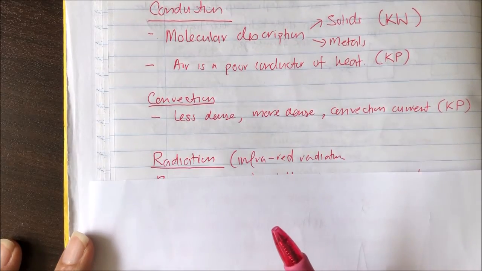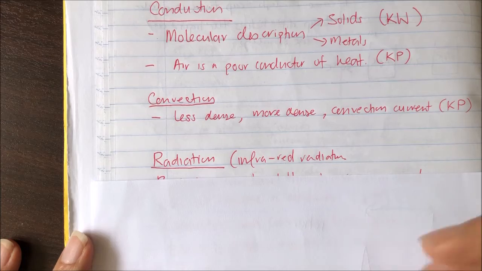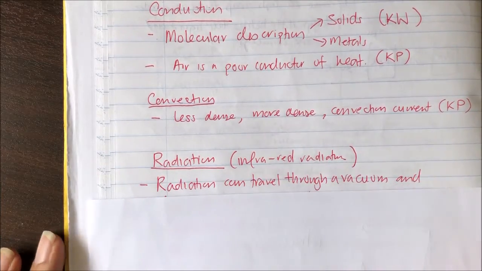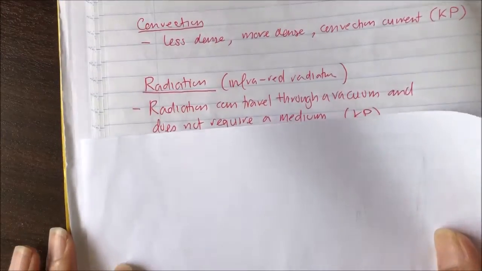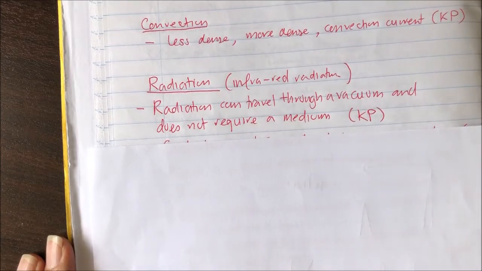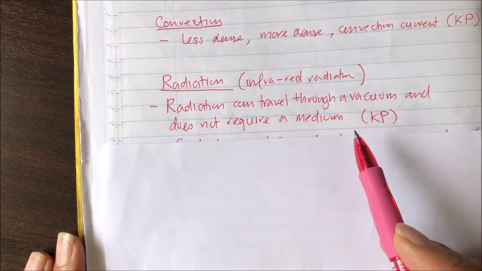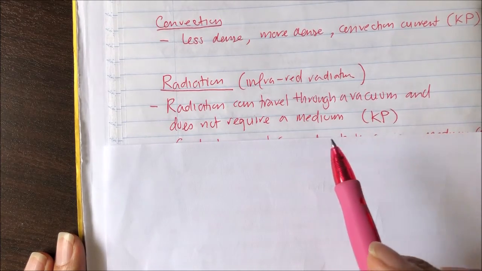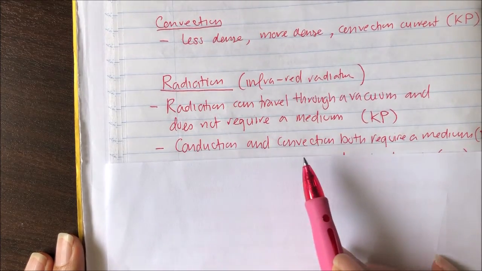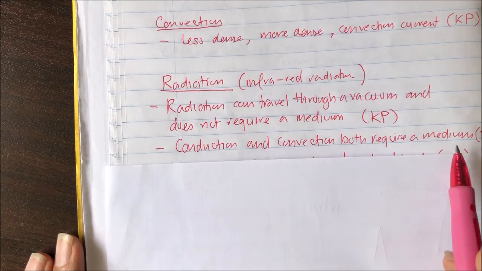Then we talk about radiation, or infrared radiation. What do you need to remember? The key phrase here is that radiation can travel through a vacuum and does not require a medium, whereas your conduction and convection processes both require a medium.